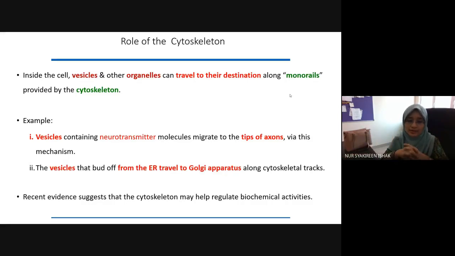And then recent evidence also suggests that the cytoskeleton may help regulate biochemical activities. Okay, so it means that reactions within cells also involve the cytoskeleton to regulate the chemical reactions. Okay.